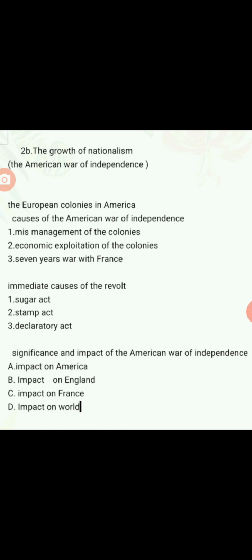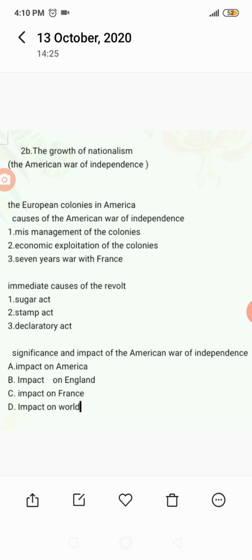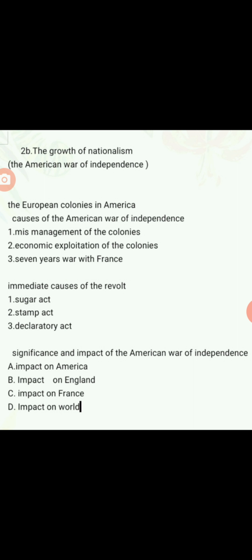Then the next topic is the immediate cause of the revolt. As we have studied, in 1857 there was also an immediate cause. Here also the situation is the same. Various acts were passed by the British government on the Americans. The first one was the Sugar Act.